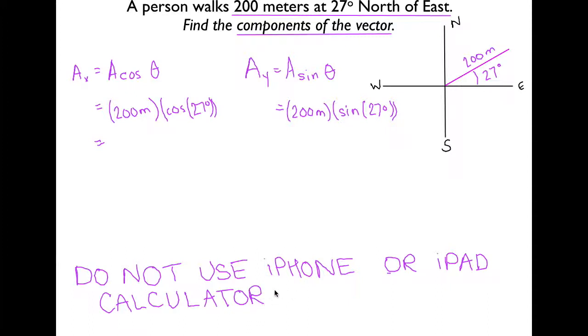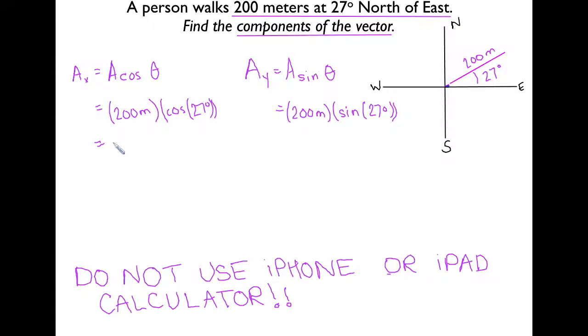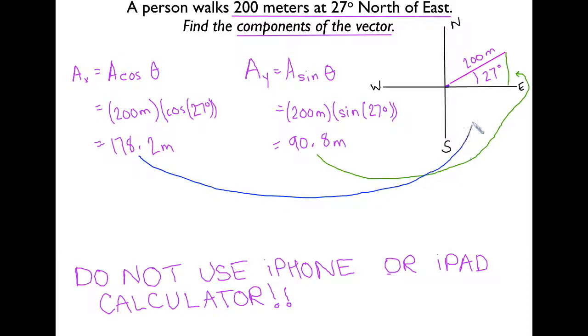I'm writing this really big. Okay, when you put this in your calculator, you will get 178.2 meters, and then on this one you will get 90.8 meters. Now this part is going to be your y component, so it's going to be this part right here, and this one will be your x component, so it's going to be this part right here. And that's how you solve for the components.